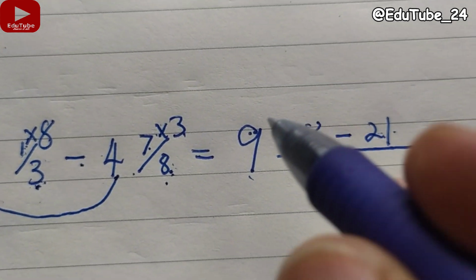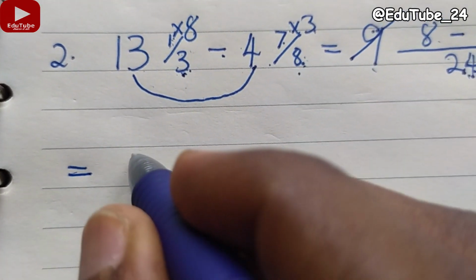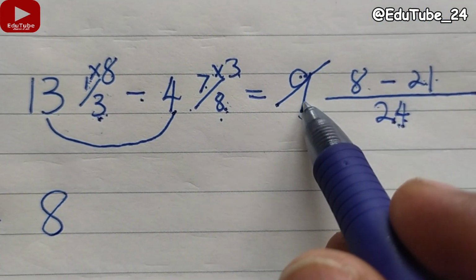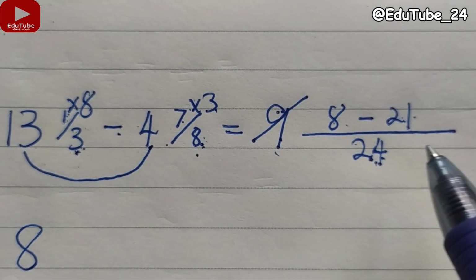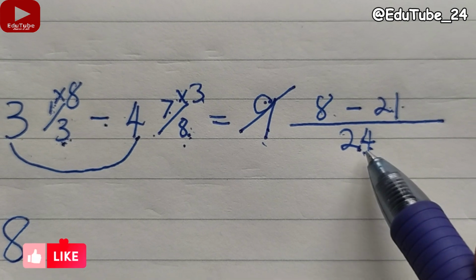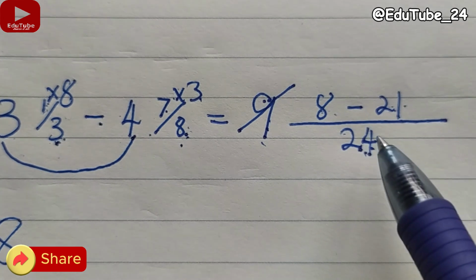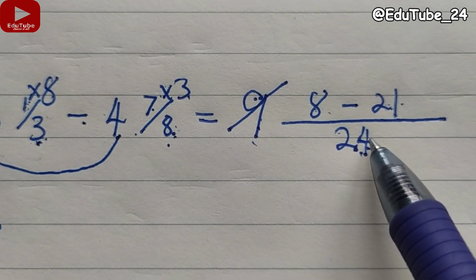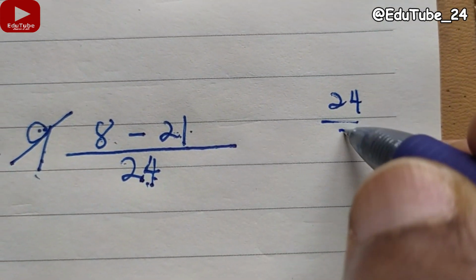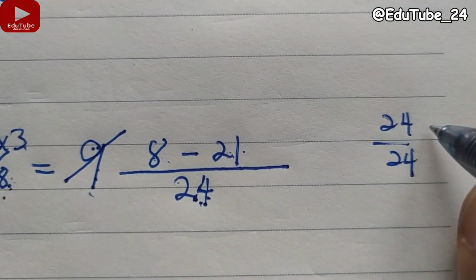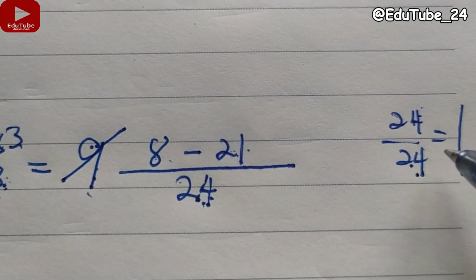So what do we do? I will basically borrow 1 from our whole number, which is 9. So I'll be left with a new whole number, which is 8 whole number. I have borrowed 1 from 9 here. Now, the 1 we borrow from this 9 will be converted to a fraction with a denominator of 24. So the 1 I borrow will be equivalent to 24 out of 24, because if we divide 24 by 24, it will give us 1.